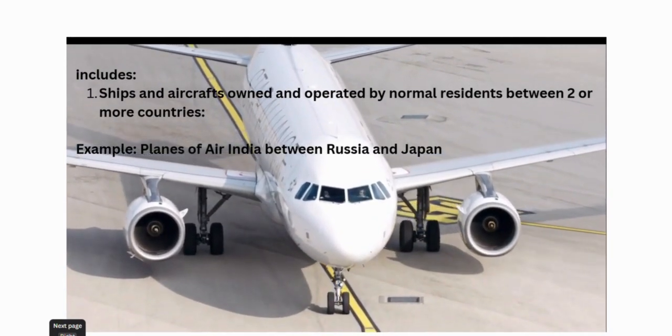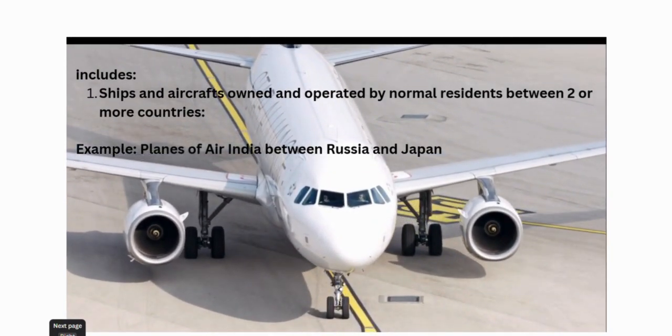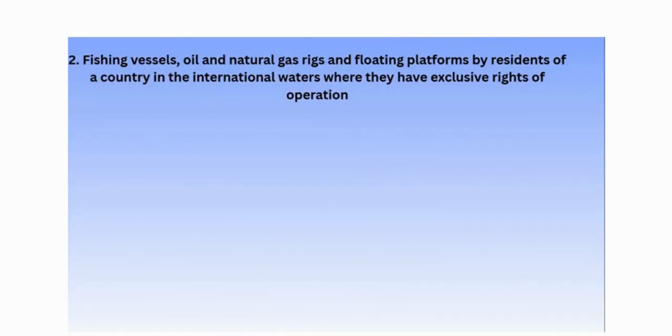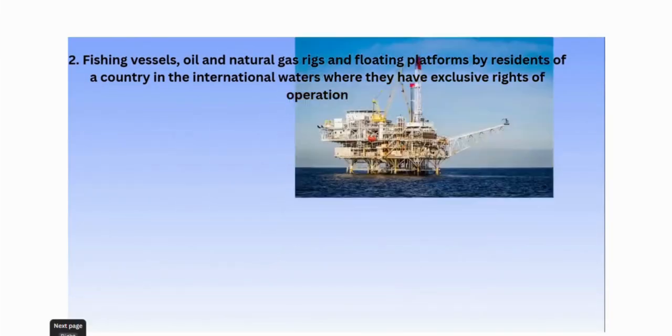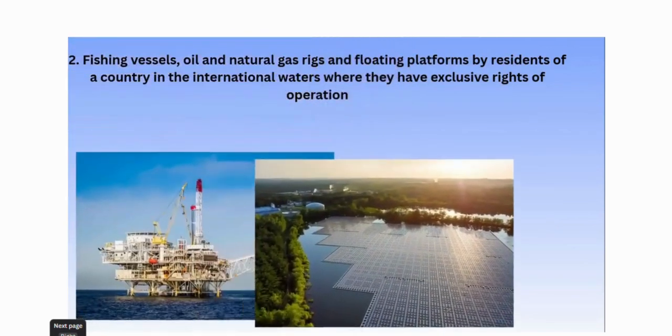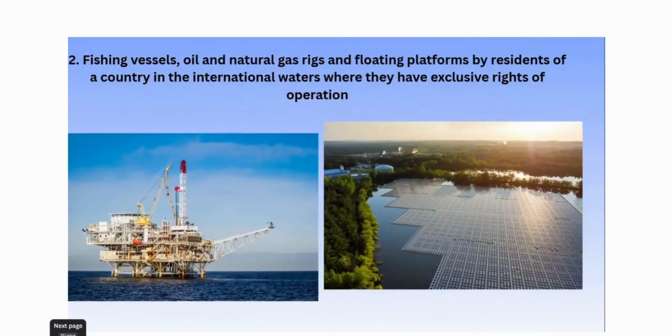Remember the example of car? Car was outside the house of Sharmas, but still it was under the ownership of Sharma. Like fishing vessels and oil natural gas rigs and floating platforms. Can you see solar panel floating in the international waters? India has exclusive rights of operation for producing electricity. So these floating platforms will be considered under the political frontiers of India.